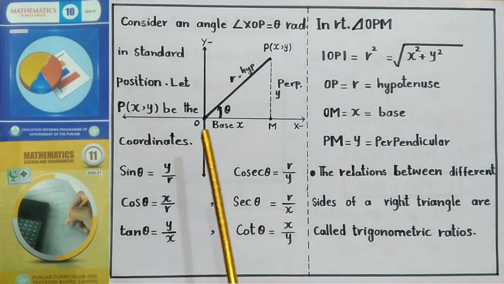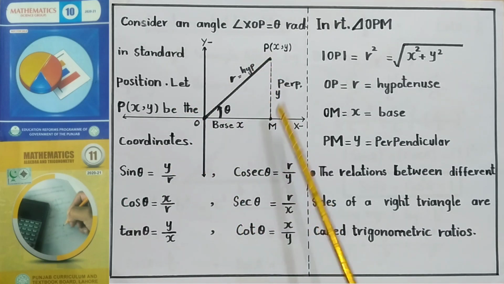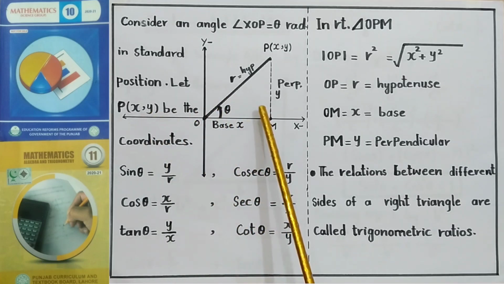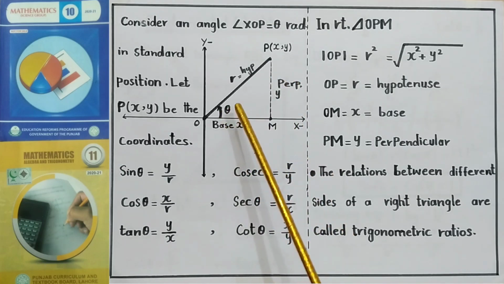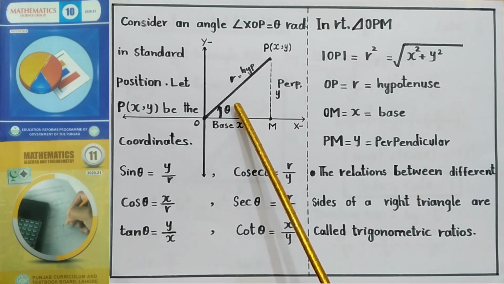In front of you in the video is a triangle OPM given in the coordinate axis in the first quadrant of the coordinate plane. We consider angle theta in the standard form as shown in the diagram.